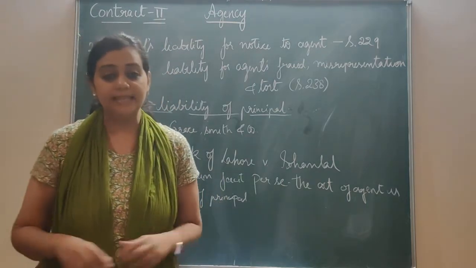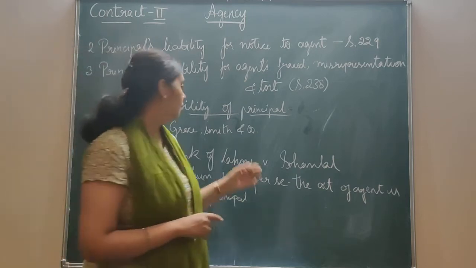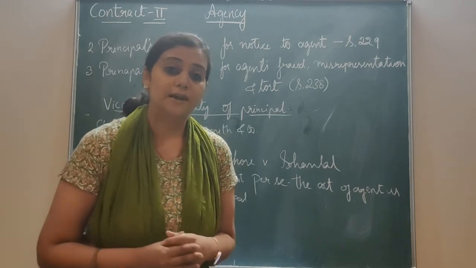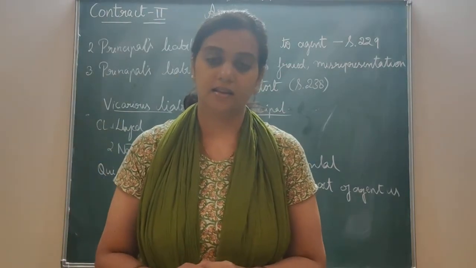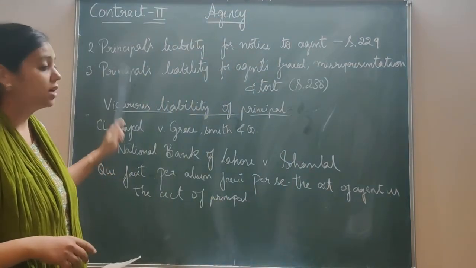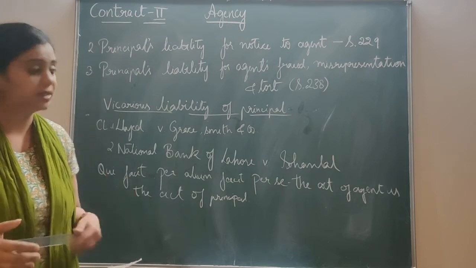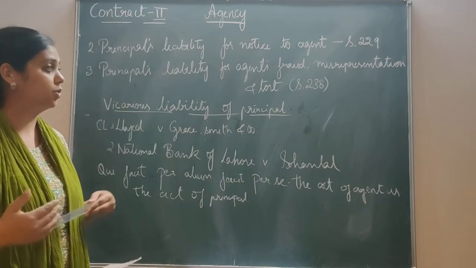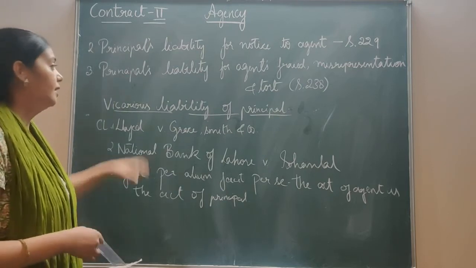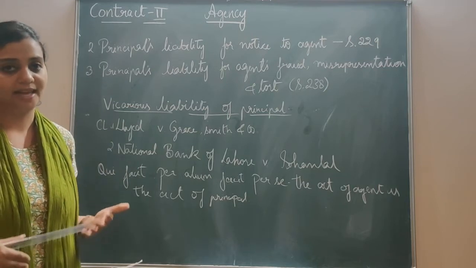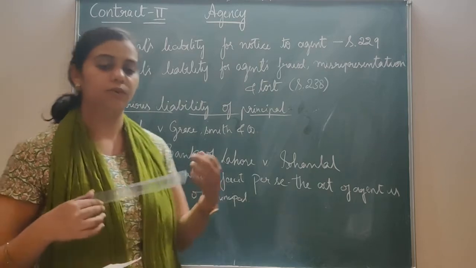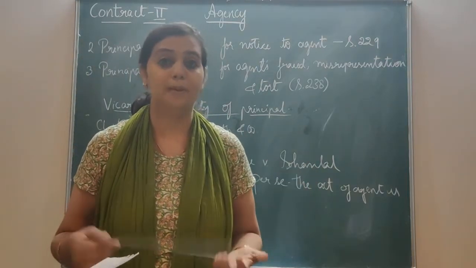So these are some of the case laws for the vicarious liability of the principal, and this is the liability of the principal towards the third person. Clear with this? I'll just revise this again. The first one is, if the agent exceeds his authority, then what happens? The second one is the principal's liability for notice to agent. Then the principal's liability for agent's fraud and misrepresentation. Under that you have vicarious liability of the principal. Therein you have these case laws which clearly explain when the principal becomes liable.